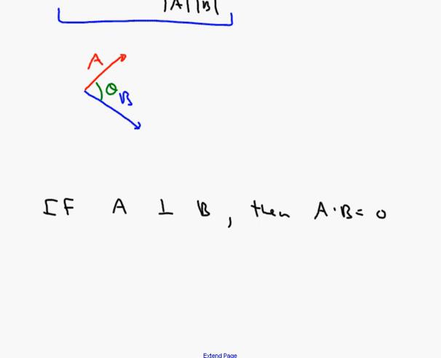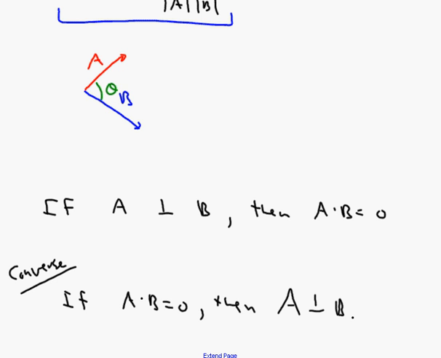Okay. Turns out the converse of that statement is also true. So if A dot B equals 0, then vector A is perpendicular to vector B. Okay? So it's important when you write down if-then statements, you should always ask yourself, is the converse true? Can I use this relationship in reverse, so to speak? All right.